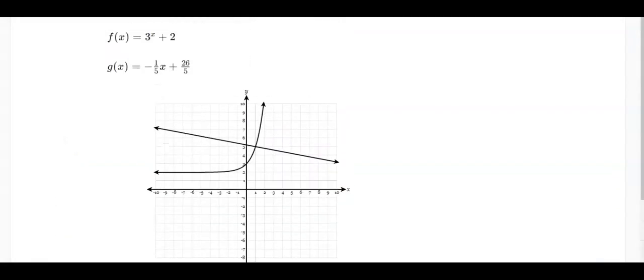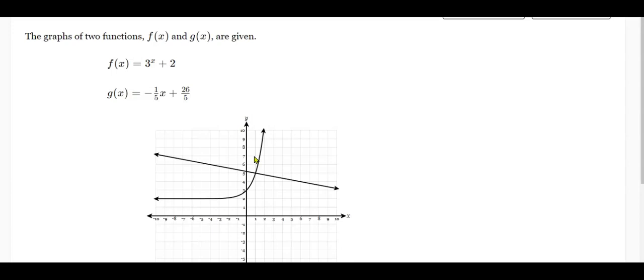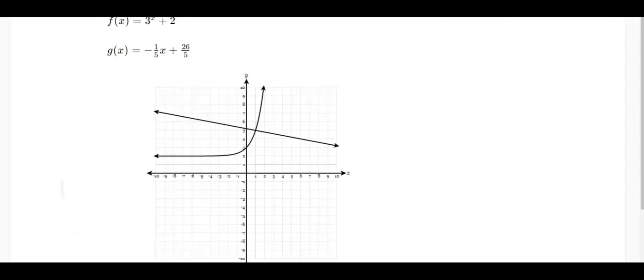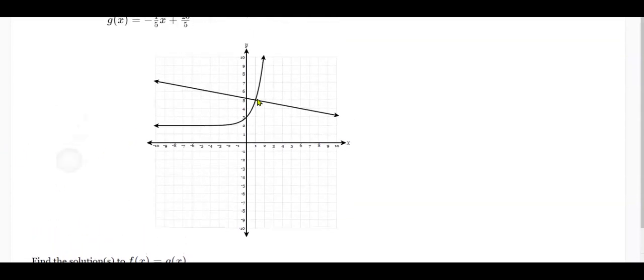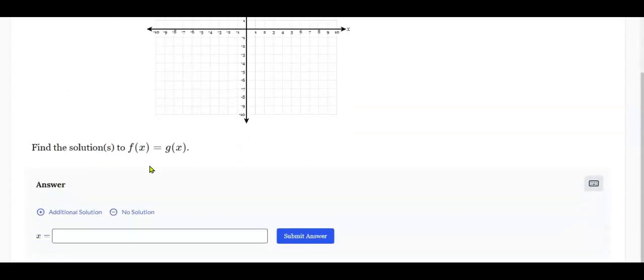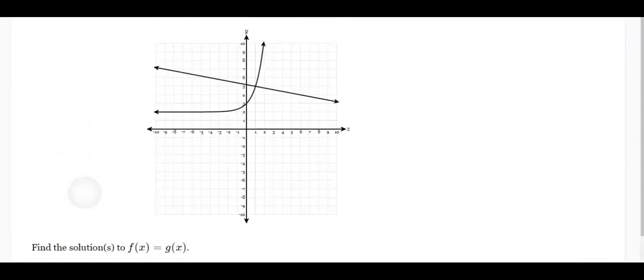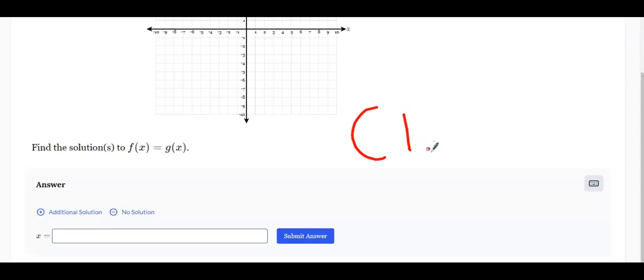All right, let's take a look at the last topic. On this one, you are given two graphs of f of x and g of x, and you are asked to find the solutions to f of x equals g of x. So a solution is any intersection point. And for us, that intersection point is only one time, and it's at the point 1, 5. So they want to know, what is the x value of that point of intersection? So if the point of intersection was 1, 5, then the x value only for this is 1. So we're going to type a 1 in here, and that's it.